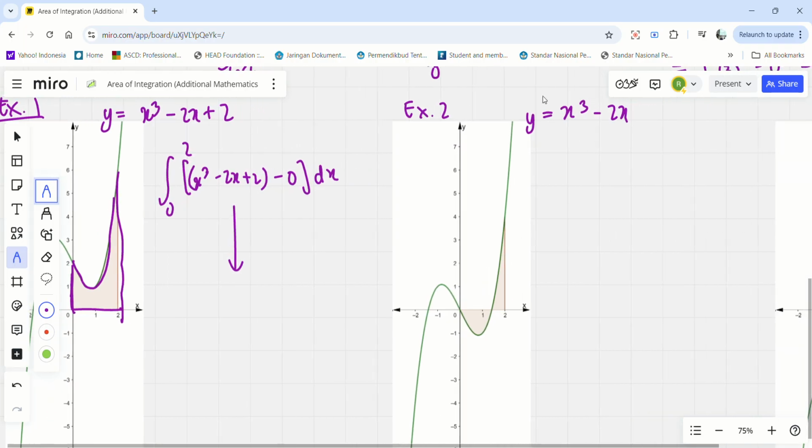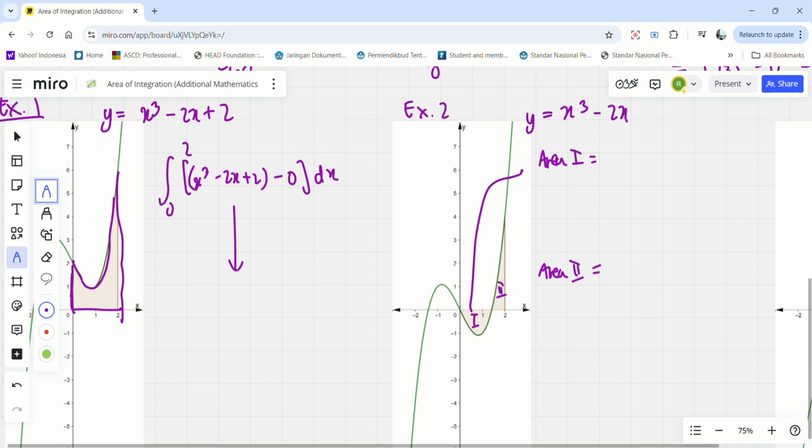The interesting part here is that we have two shaded areas, the first one and then the second one. As we're talking about area, we have to talk about positive values. So in this case, we have to separate the two, area 1 and area 2. Then after we find each of them, we add up the two to get the final result.